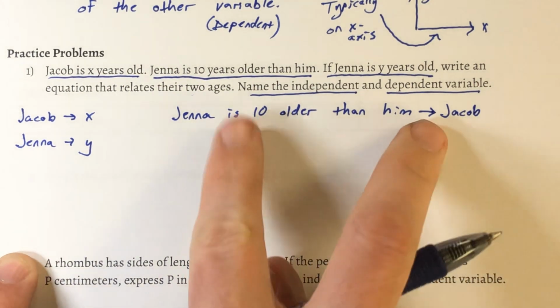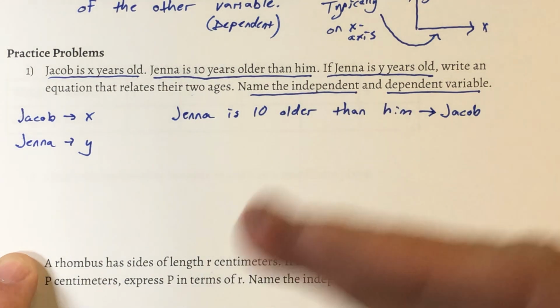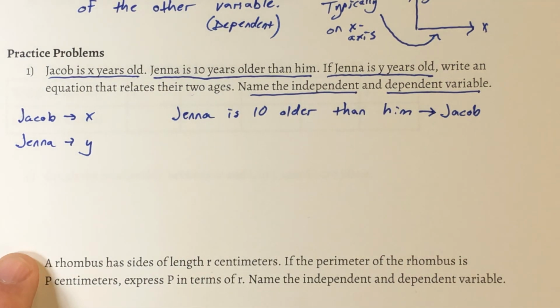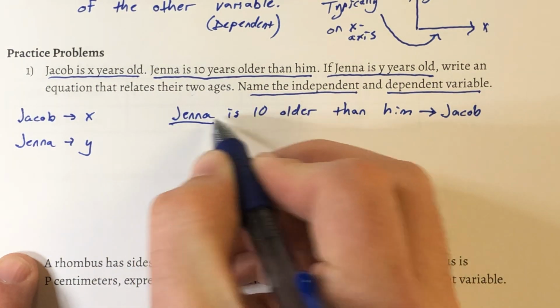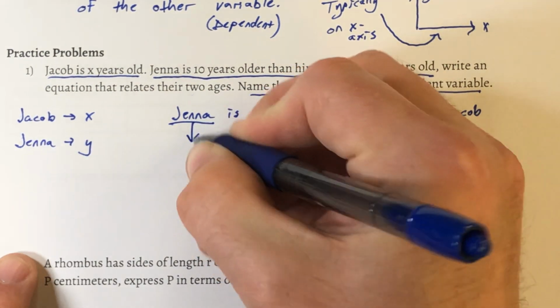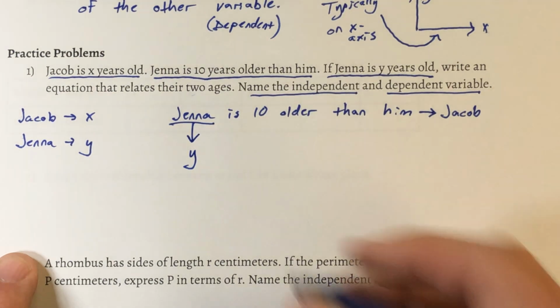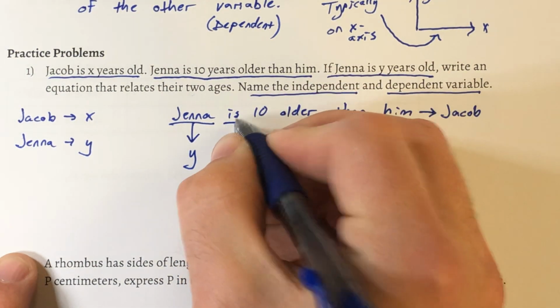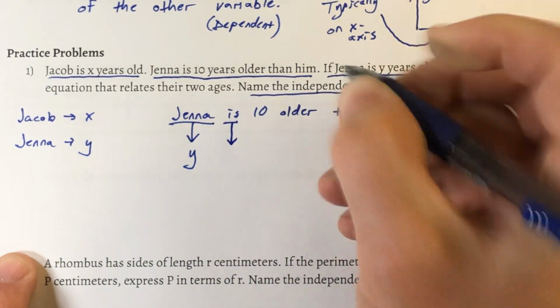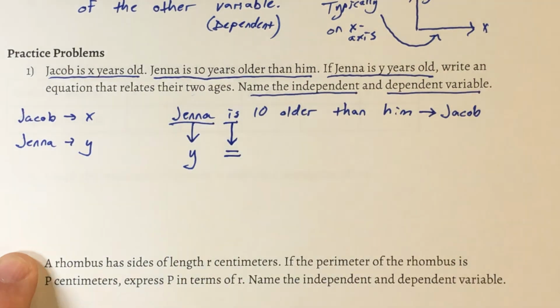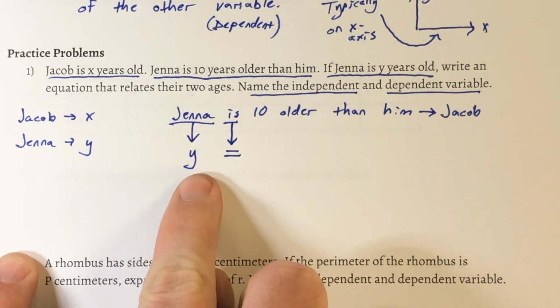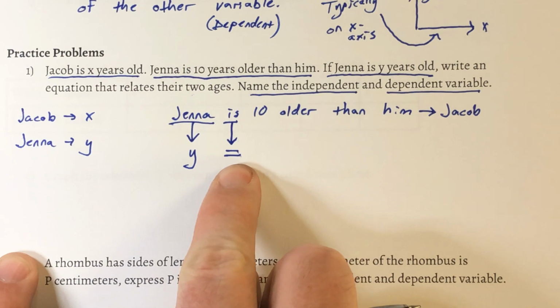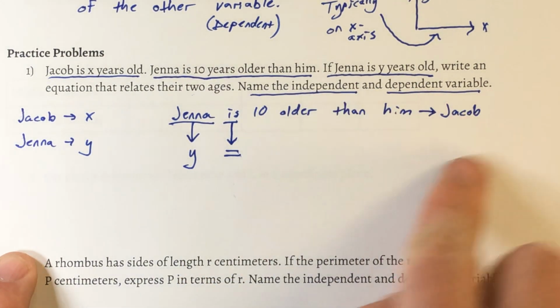And I'm going to use this sentence and slowly translate it and change it into numbers, letters, and symbols. So first, Jenna. How old is Jenna? We noted that Jenna is Y years old. The next word, is, is our equal sign. So we're saying Jenna is equal to, well, how old is Jenna equal to?